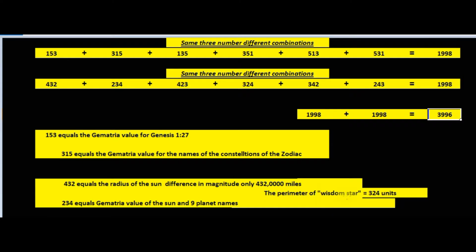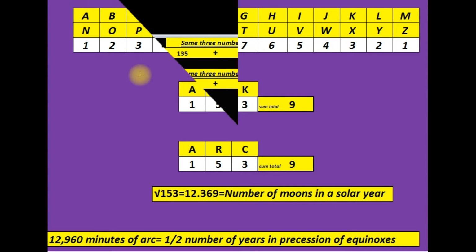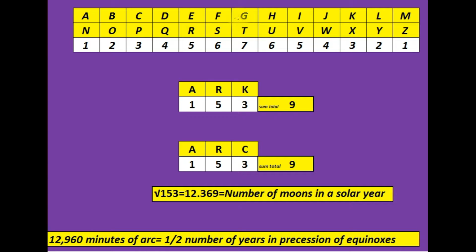And one of the numbers of the anagram of 432 is the perimeter of the wisdom star, 324 units. And another number, just an example, is 234 and equals the gematria value for the sun and the 9 planet names using the English septenary cipher. This is the English septenary cipher, which is basically 1 7 times, septenary meaning 7, 1 7 times multiplied by 1 7 times, and its reflective nature giving the value to the letters in the septenary cipher.